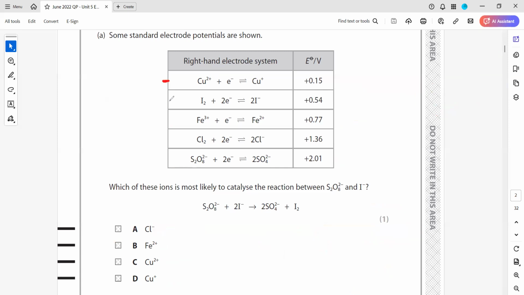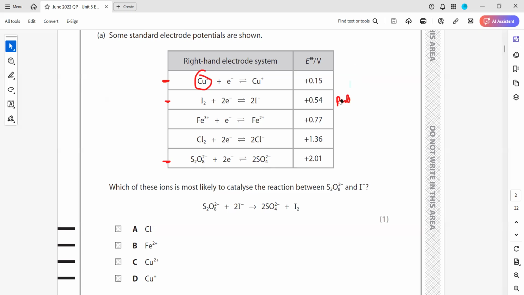So this is the equation for copper. This is iodine and thiosulfate. Now let's see. First we have a copper 2 ion, so the copper 2 ion should be reduced. So if we check these two equations, this will be reduced and this should be oxidized. So this will not happen.